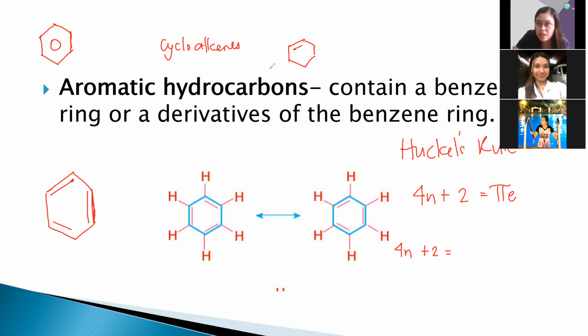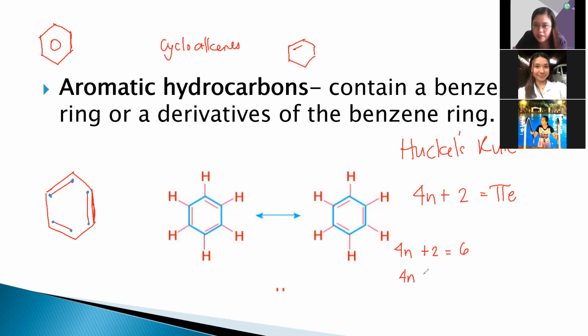Let me change the color of my pen. 1 electron here, another electron at the end of the bond. That is also true for this. Sa double bond lang ha. So a total of 1, 2, 3, 4, 5, 6. We have a total of 6 pi electrons for the benzene. Tapos isosolve lang natin ito.